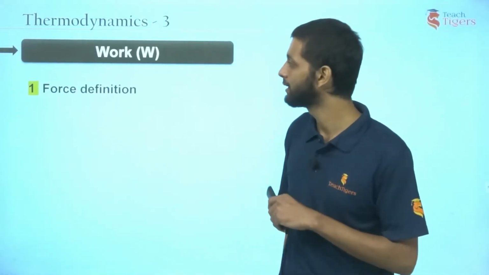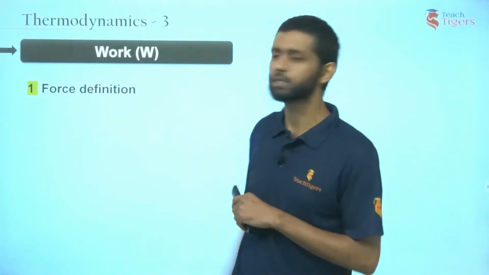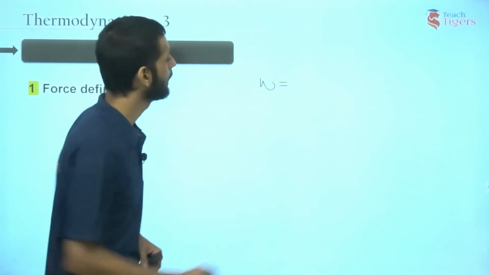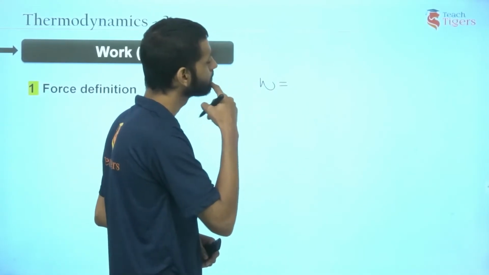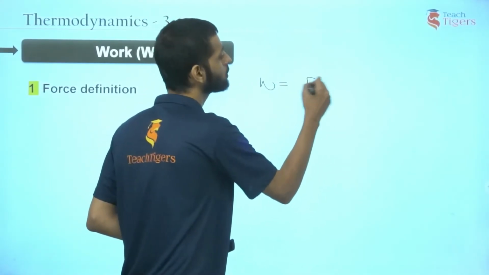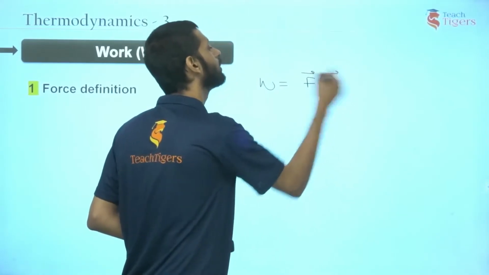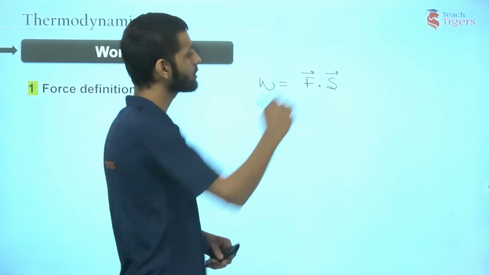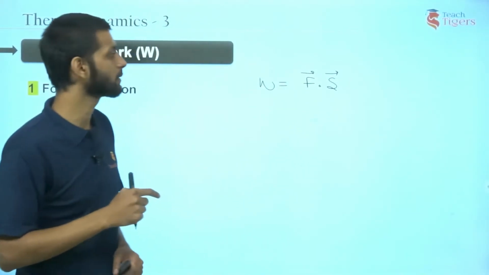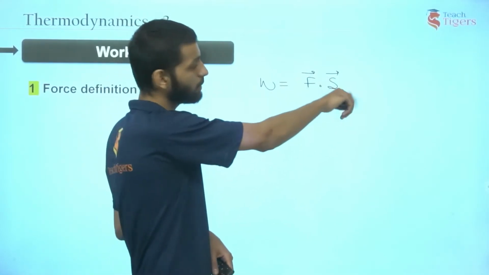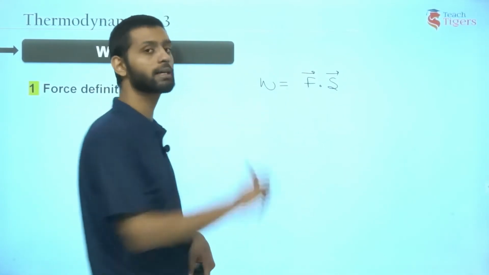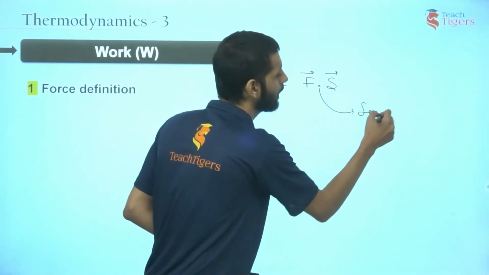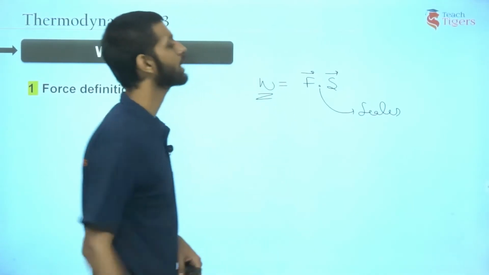Next, work. You might remember the force definition from earlier classes. Let me just write it down. Work is equal to force dot displacement. This is the definition you might remember. Force multiplied with displacement. Force is a vector quantity. Displacement is also a vector quantity. Dot product is a scalar quantity, also known as scalar product. As a result, work is a scalar quantity.